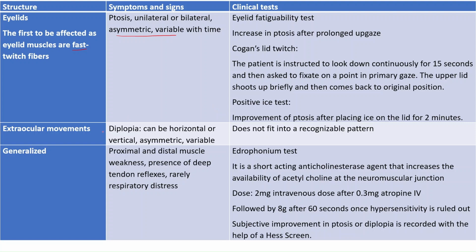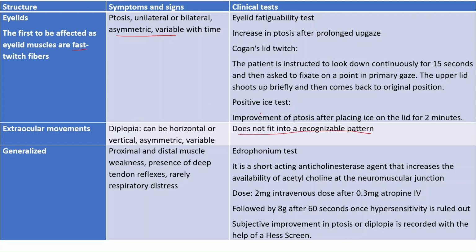Next, we have the extraocular movements, where we can have diplopia that can be horizontal or vertical, and usually there is no proper pattern that this diplopia follows. So whenever you cannot identify a proper pattern, and you order neuroimaging and it is normal, then you should always think about myasthenia gravis, even if there are no systemic features, because this can be just ocular myasthenia. Many a time systemic myasthenia gravis can present only with ocular symptoms, so it does not fit into a recognizable pattern.